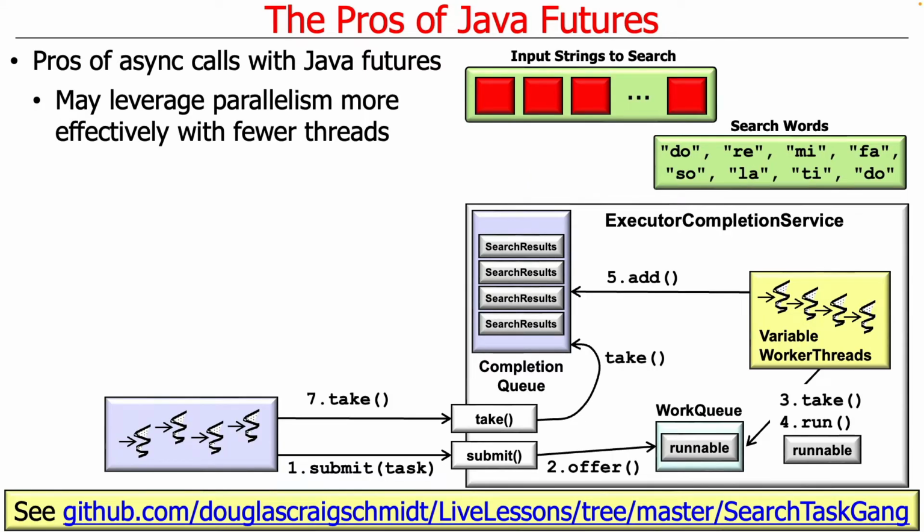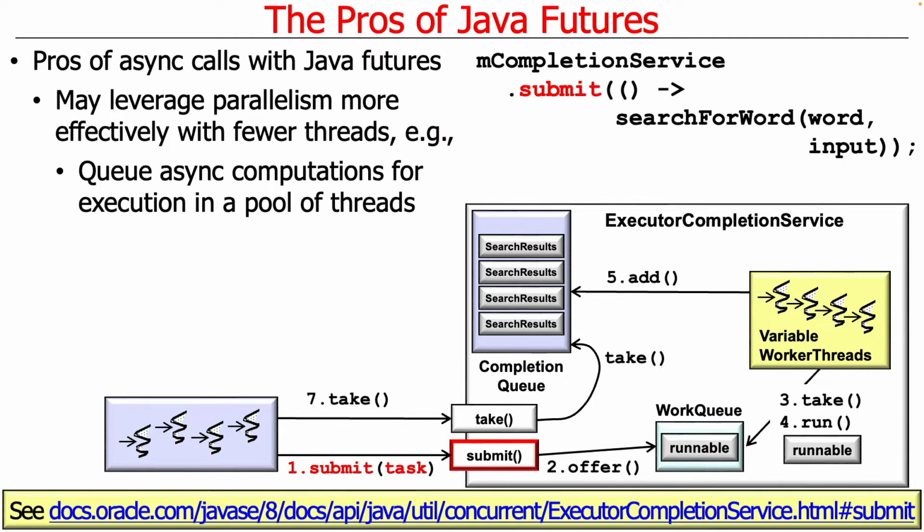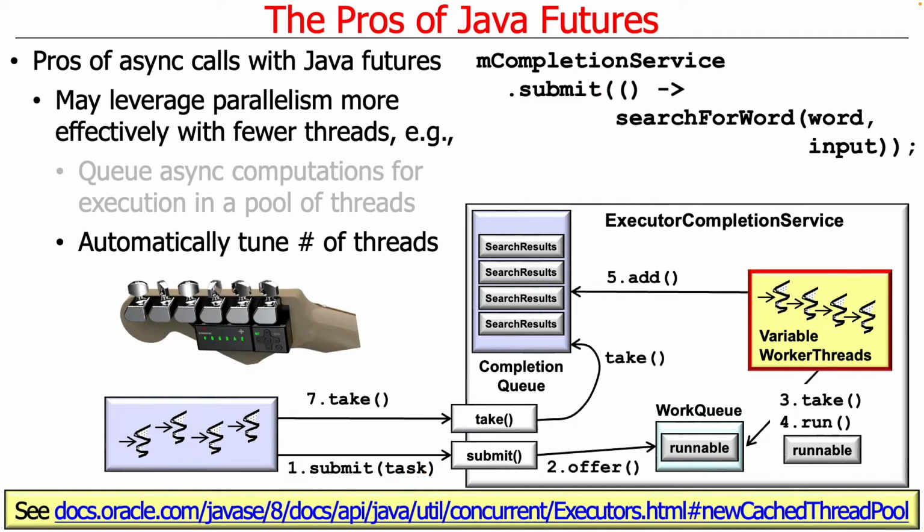So one nice thing about Java futures is you may be able to leverage parallelism more effectively with a fewer number of threads than if you'd done a bunch of two-way calls that were synchronous using threads for those, where you'd have lots of threads. The way this typically works, as you saw, is you queue some async computation to be executed in a pool of threads. So you submit something that's going to take a while to run in the background.